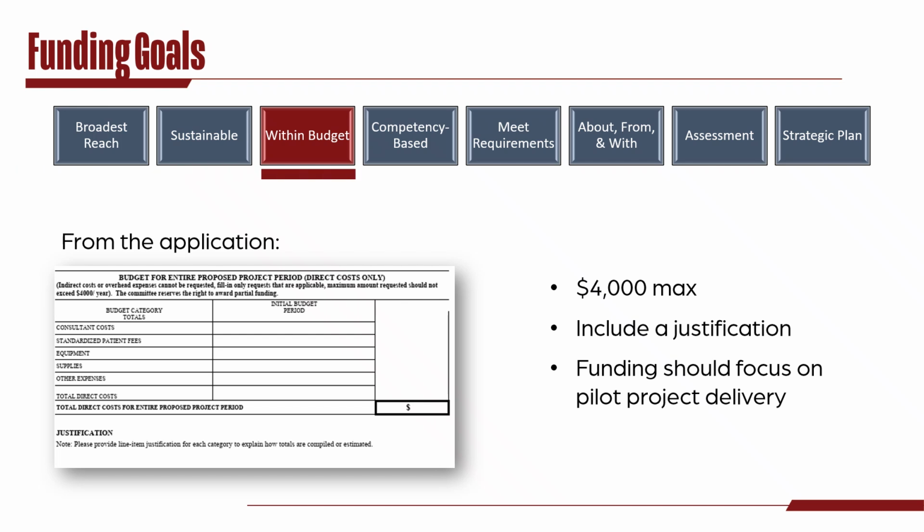Our next goal of alignment is budgetary. In your application, ensure you do not go over $4,000 and don't skip the justification section. Easy to miss. A key tip is to ensure your budget is aligned with the scope and operations of the pilot project. You can also review the 5th video in this series on budget do's and don'ts.